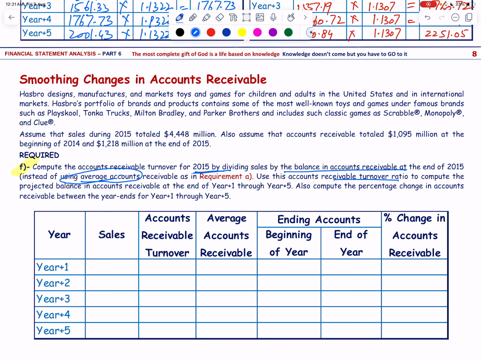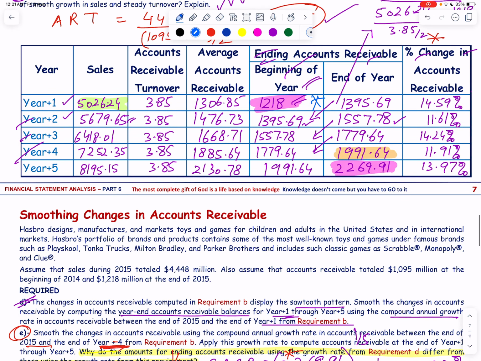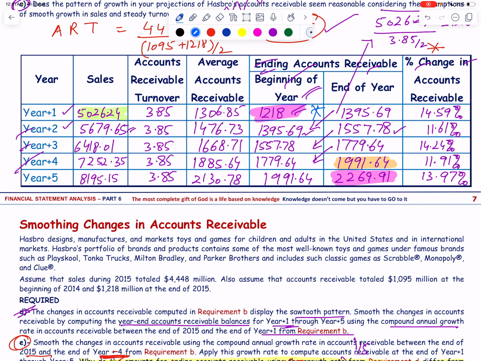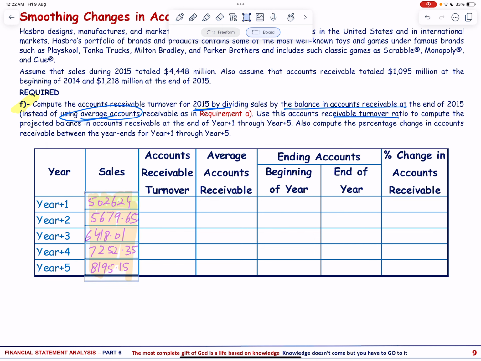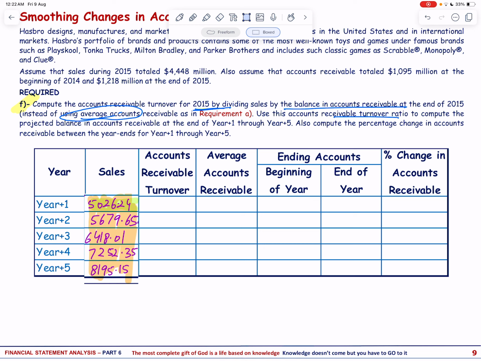Okay. So we will have the same sales that we have, the sales that we have over here, and we can just copy it down. So this is the sales, and the accounts receivable turnover that they want us to take is based on year 1 ending accounts receivable.